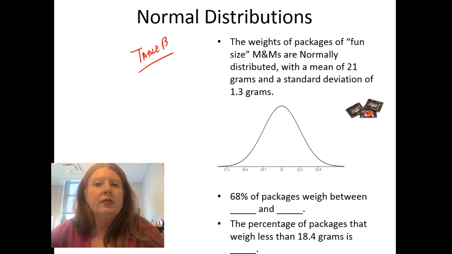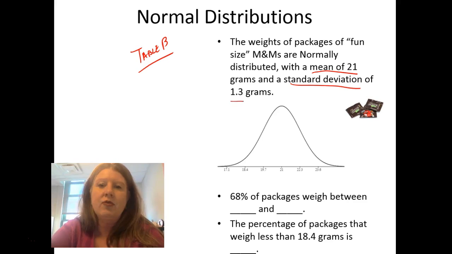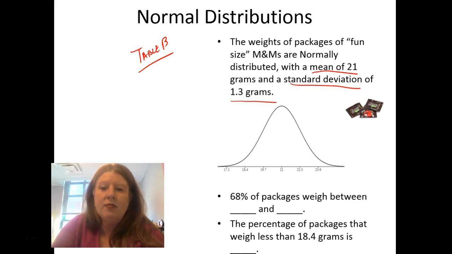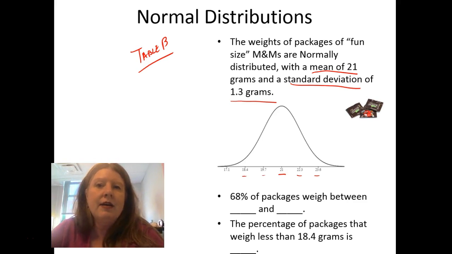So let's say we tell you a little bit about a distribution. The weights of packages of fun-size M&Ms are normally distributed with a mean of 21 and a standard deviation of 1.3. So remember, it's always good to start by actually drawing the distribution. So mark where your mean is, draw it out maybe 2 or 3 standard deviations away from the mean. So find out what those values are.